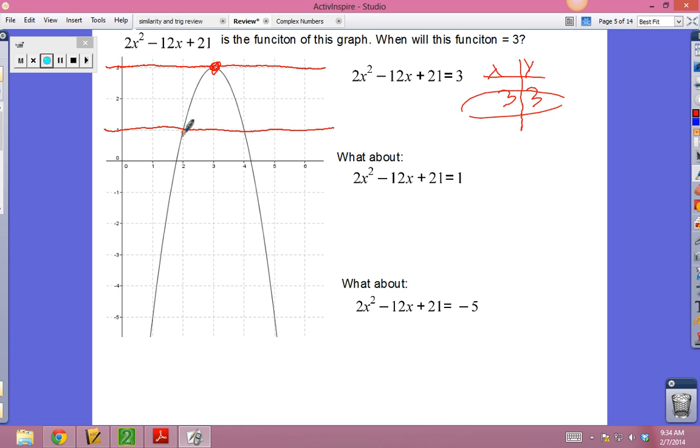2 times. Once to the left of the vertex, once to the right. So x is going to be 2 or 4. When does it cross at -5? -5, it crosses twice. Crosses once at x is 1 or x is 5.